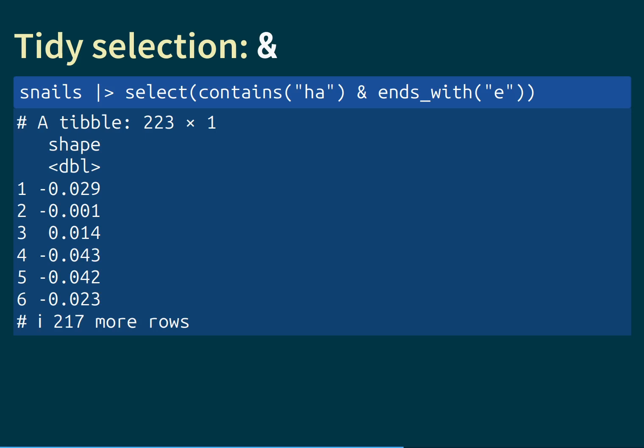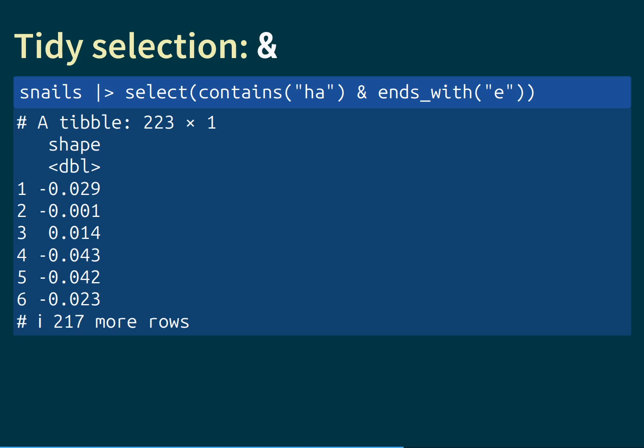So let's take this step by step. If we look at contains ha, what columns would that choose from our data set? Well, habitat contains ha as its first characters, and shape contains ha as its 2nd and 3rd characters. So habitat and shape would be chosen by contains ha. But that's not enough, because we also require that the column should end with the letter E, and since habitat ends with the letter T, that one is discarded and only shape is chosen. That is the only column that satisfies both the condition that it should contain the characters ha and also end with the letter E.